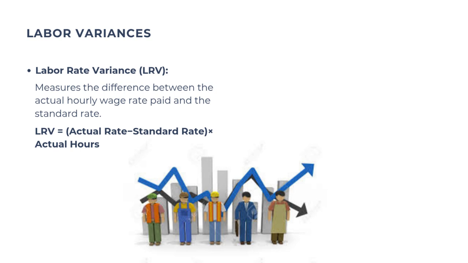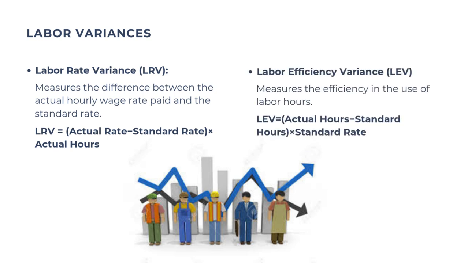Next, we have the labor efficiency variance, or LEV. This assesses how efficiently labor time was used. The formula is LEV equals actual hours minus standard hours times standard rate. Using more hours than planned produces an unfavorable variance, while using fewer hours results in a favorable one. Analyzing labor variances helps managers control wage costs, improve scheduling, and assess workforce productivity, all of which are vital to maintaining operational efficiency and profitability.